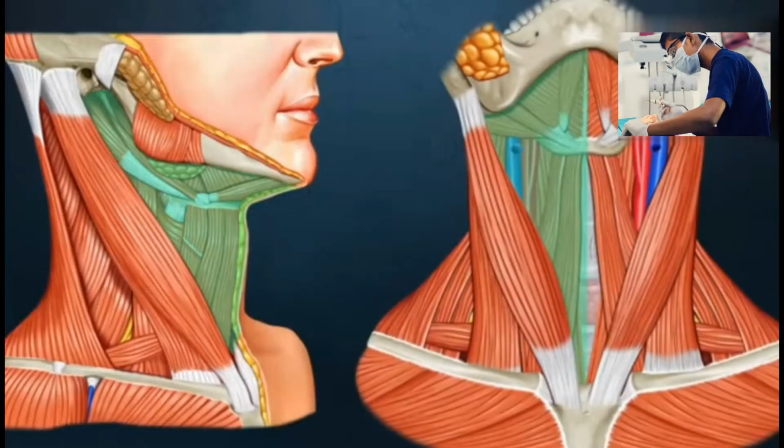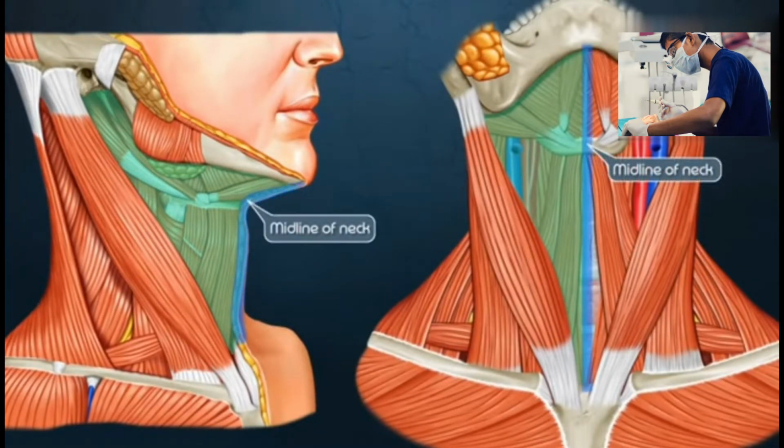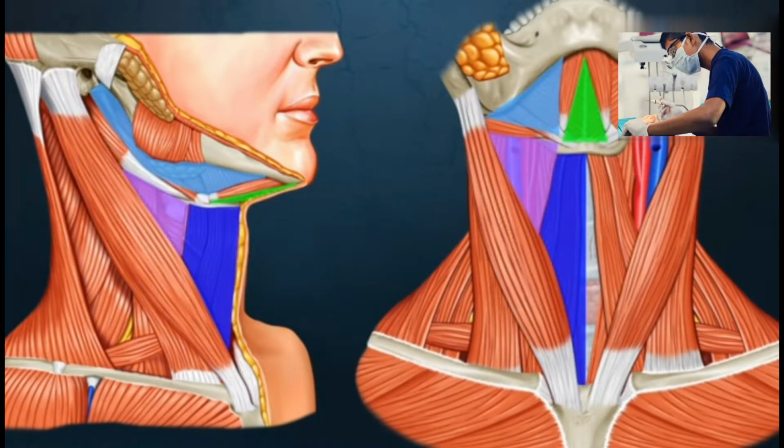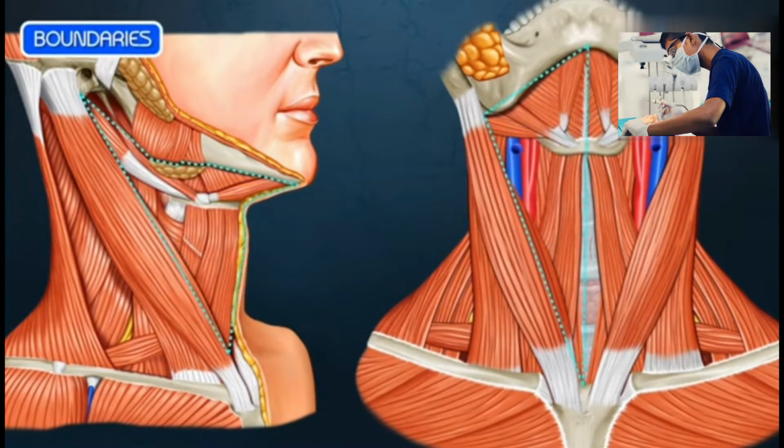In this video we are going to learn anterior triangles of the neck, made as easy as possible. The anterior triangle of the neck lies between the midline of the neck and the sternocleidomastoid muscle. It is further divided into smaller triangles.